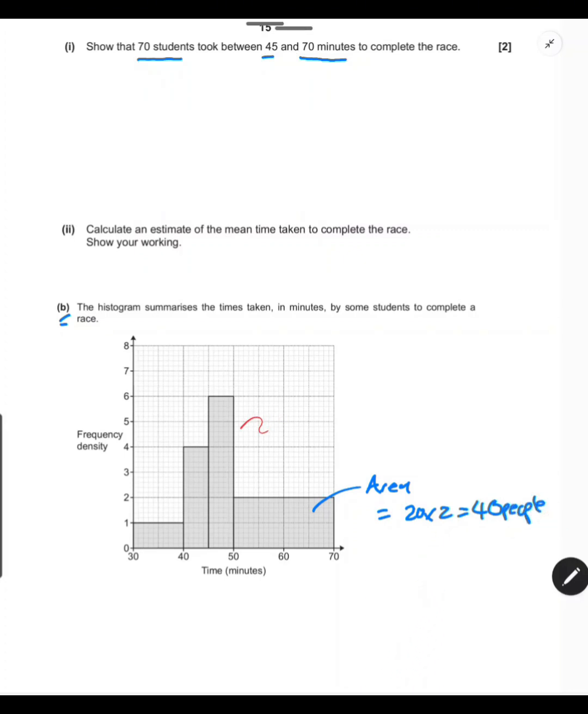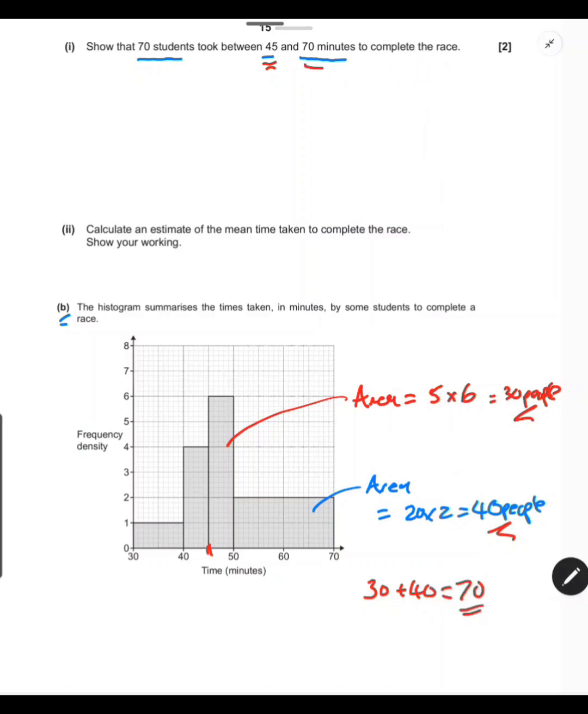And I can do the same for this bar. The area is, it goes from 40, 45, 50, 5 wide multiplied by 6 high, and 5 sixes are 30, so that's 30 people. This is my 45 point that I'm looking at up here. So from 45 up to 70 is 30 added to 40, and 30 add 40 is the 70 people that they're talking about in the question.